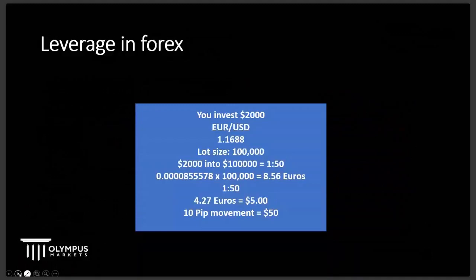However, here's the flip side of the coin. Had it gone against you 10 pips, you would be minus $100. As opposed to using leverage of 1-to-50, had it gone against you, you'd only be minus $50. So this is why I stress that you must understand leverage. And it really does depend on your attitude to risk, your risk management program, and also your account balance.